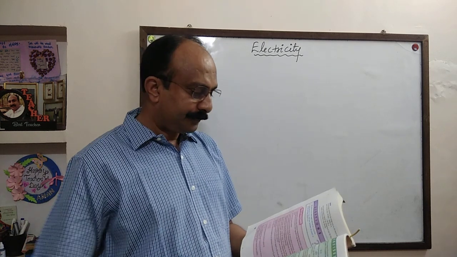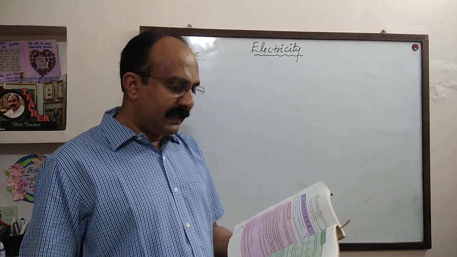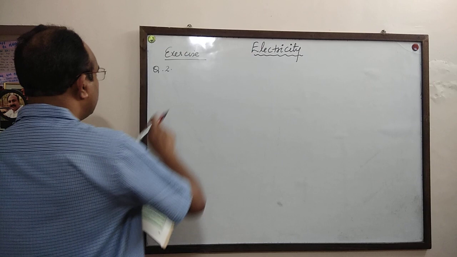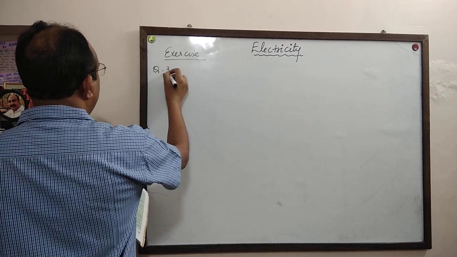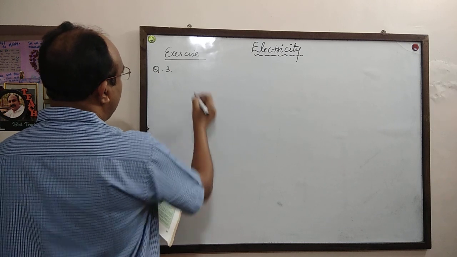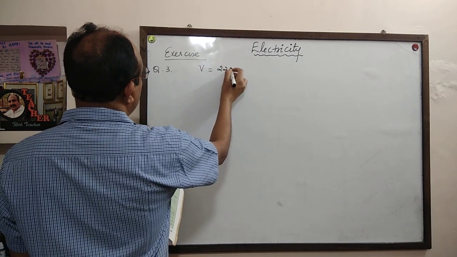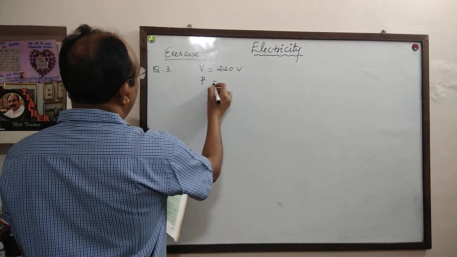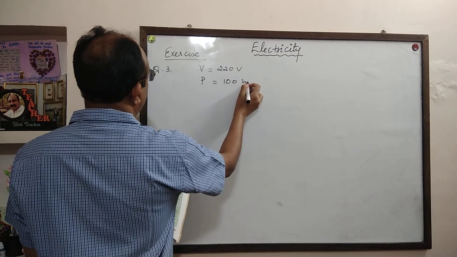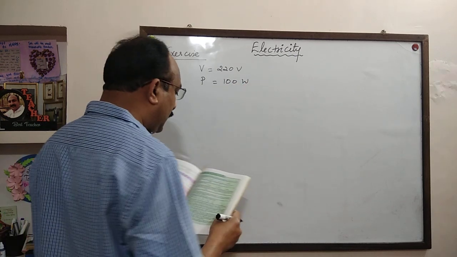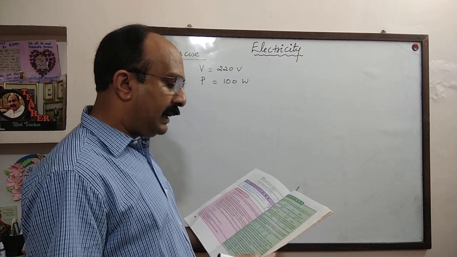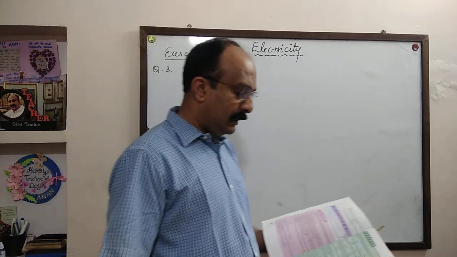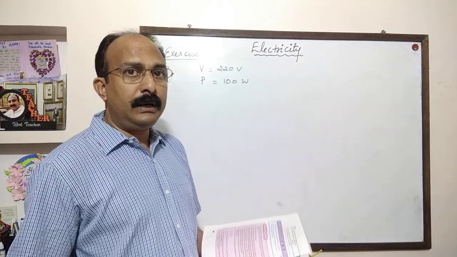Question number 3. An electric bulb is rated 220 volt and 100 watt. So V is equal to 220 volt and 100 watt. Watt is power. When it is operated on 110 volt, what will be the power consumed? Again, four options are given. I am not reading out the answers.